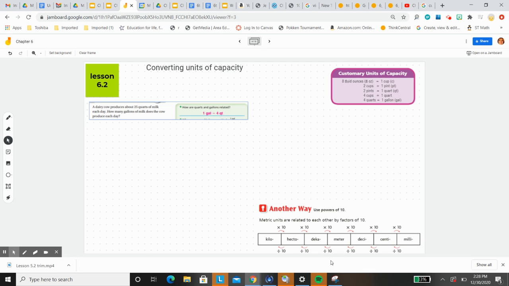Hi, boys and girls. Today we're doing lesson 6.2. We're going to be converting units of capacity. If you need to take a moment and turn the video off and get turned to lesson 6.2 in your book, please do so.